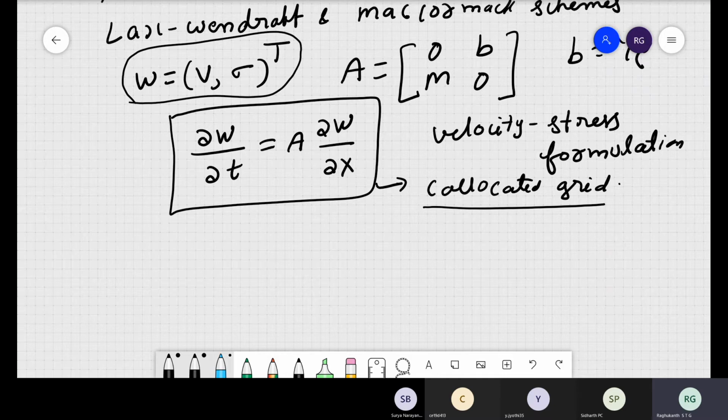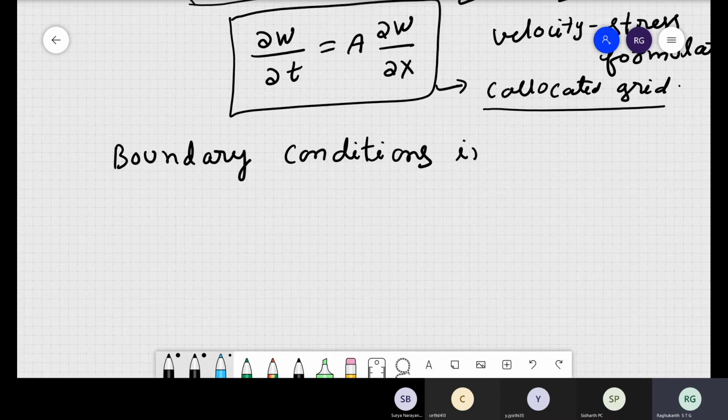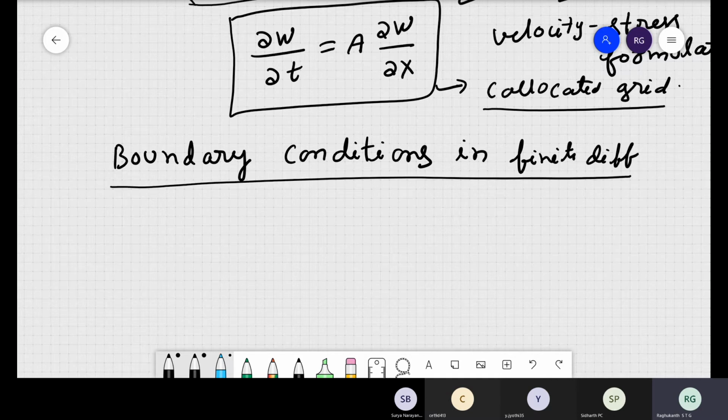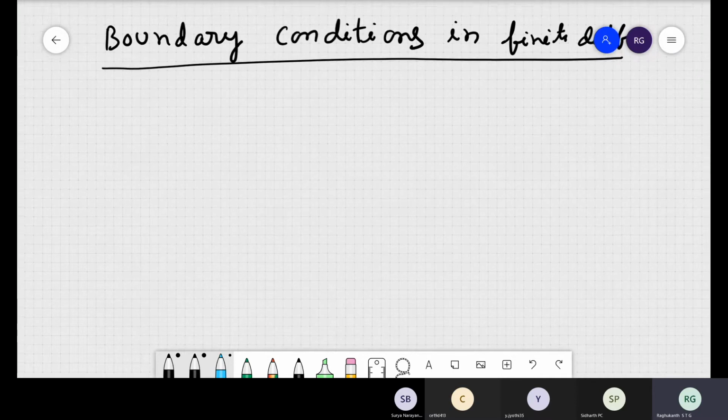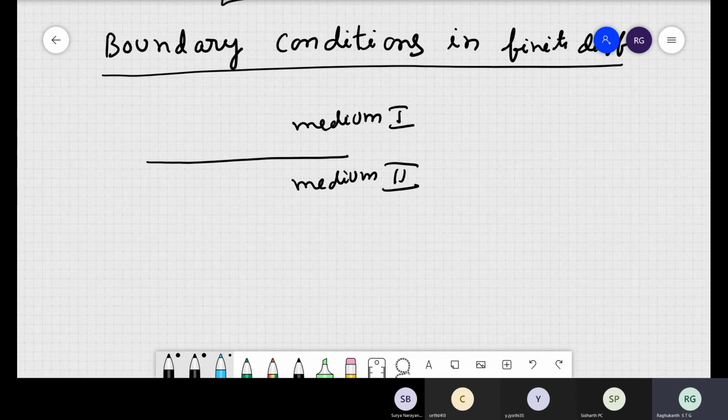Okay. So fine. Now let us see one thing: how to write the boundary conditions. This is a very important thing in finite difference. So how do we represent the first boundary condition? We have a system like this. I have one medium, medium 1. Then I have medium 2. Let us say this is soil and this is rock kind of a thing.